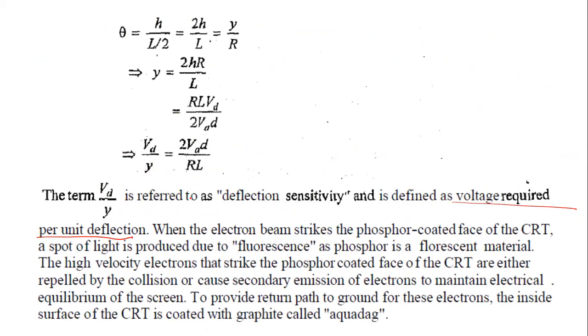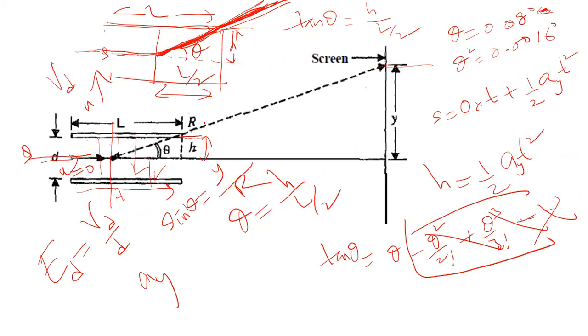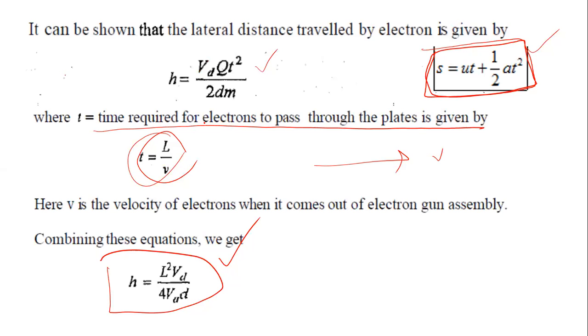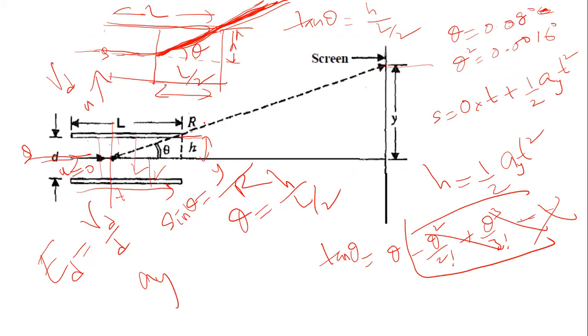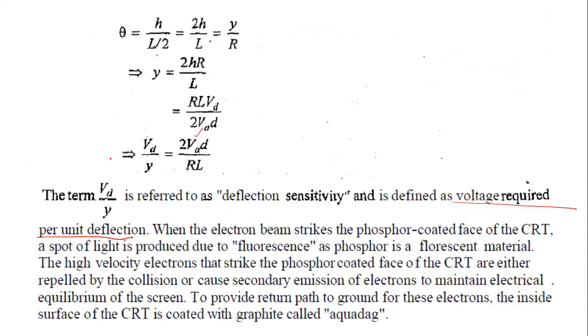So the deflection sensitivity depends on your accelerating voltage, VA. D is the separation between the deflection plates, L is the length of the deflection plates, and R is the distance of the screen from the deflection plates. Depending on all these parameters, the deflection plate sensitivity can be controlled in the CRO.